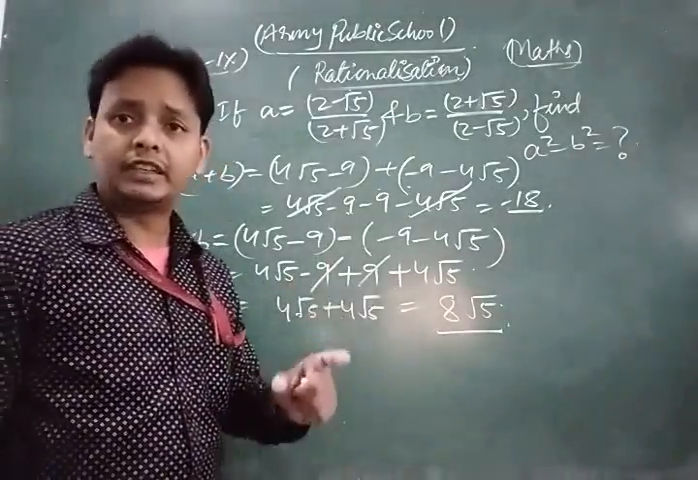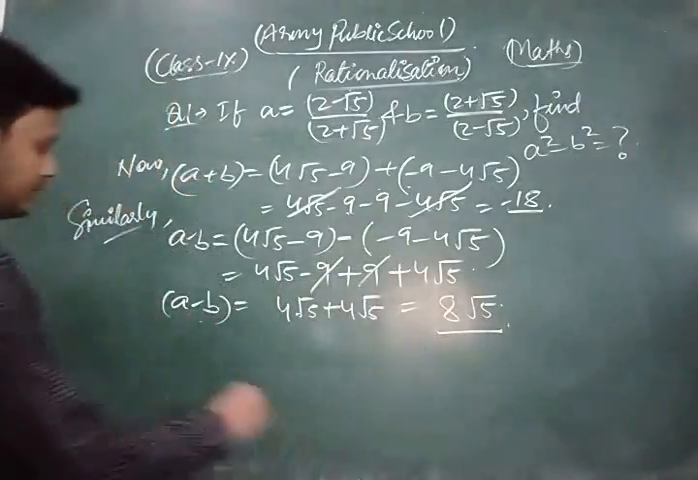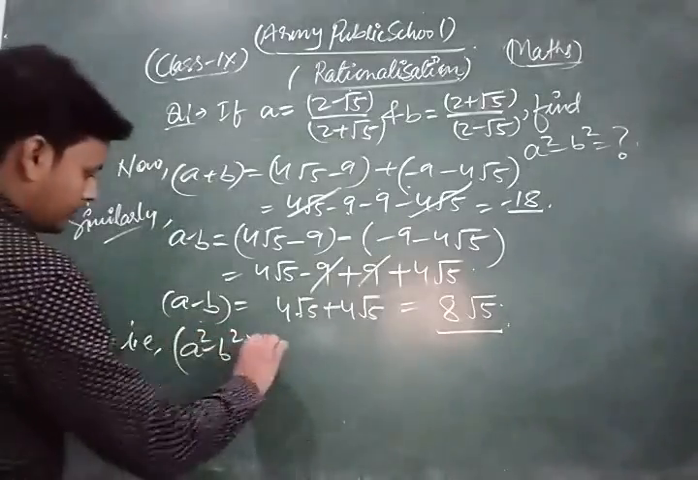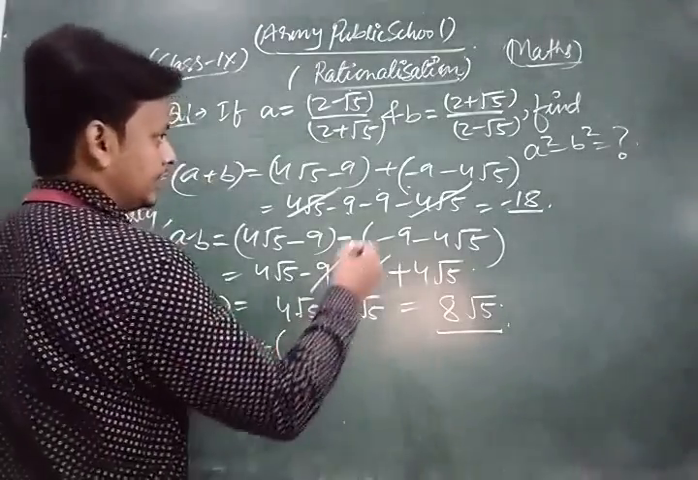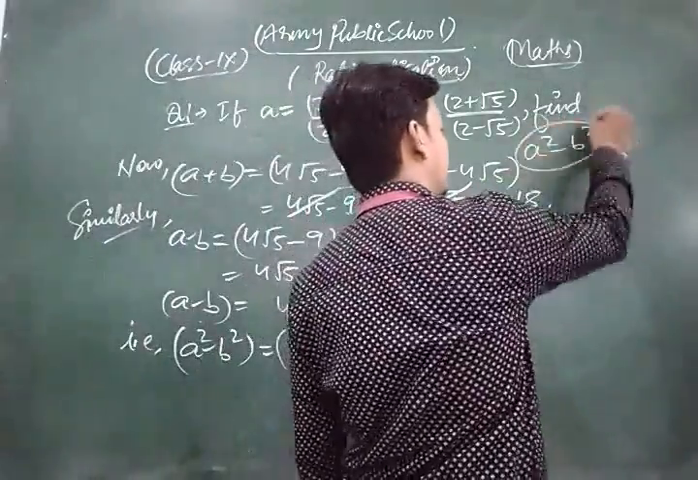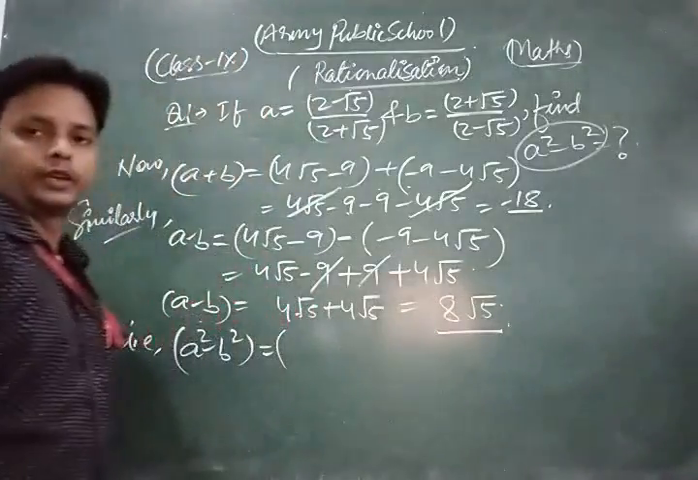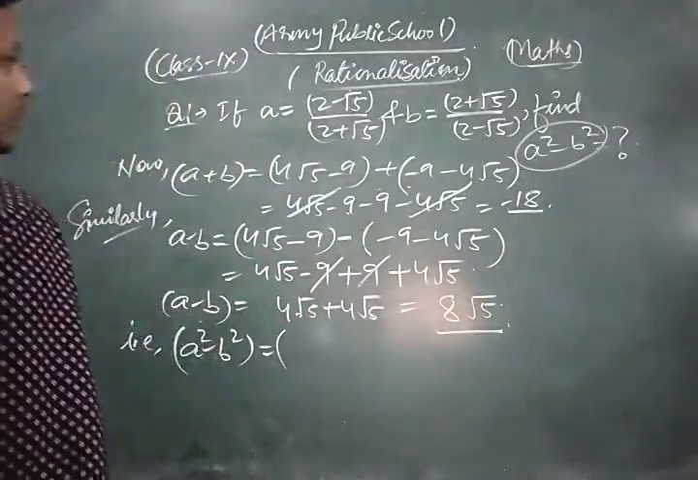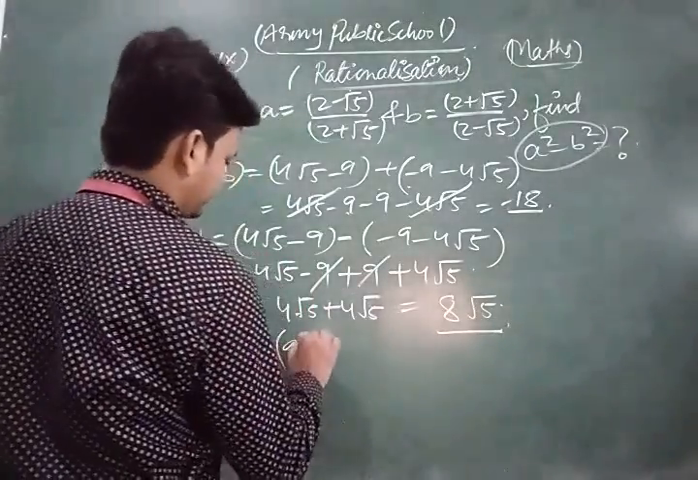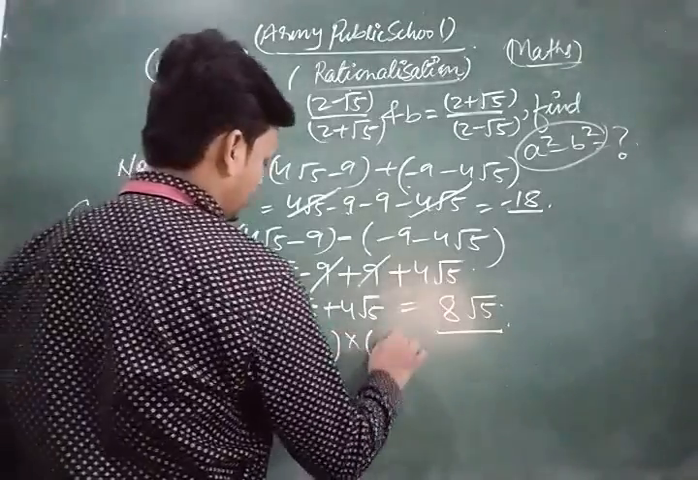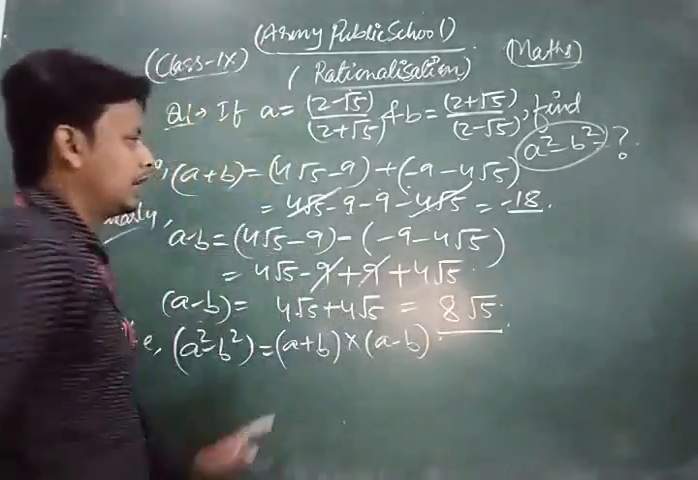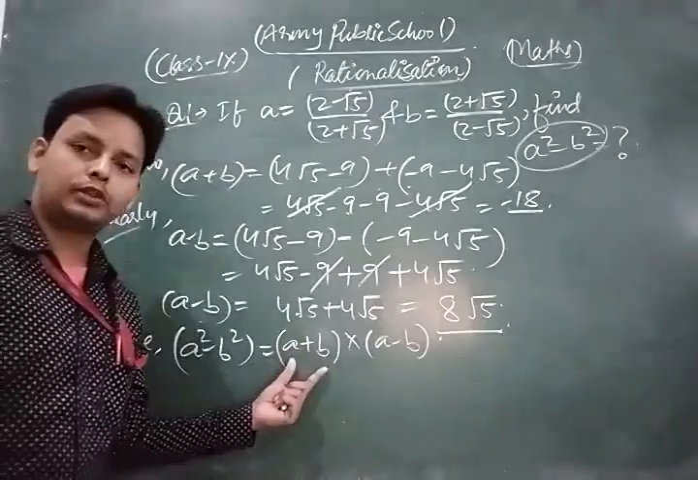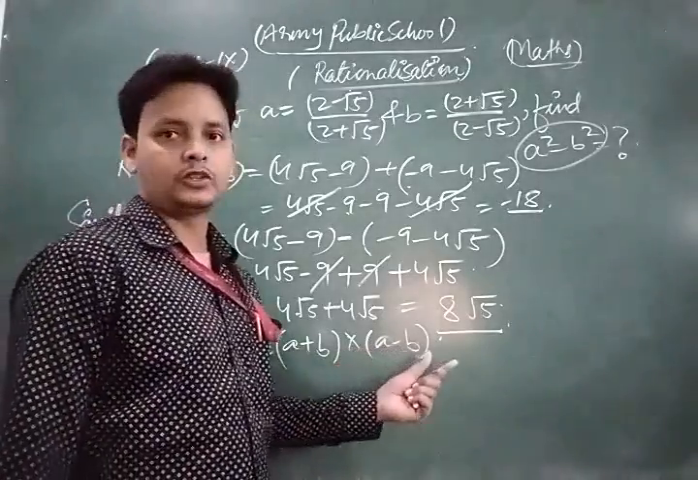Now we find the value of a square minus b square. Look, a square minus b square we can write as a plus b into a minus b. This is the identity. Now using that identity, we put the values of a plus b as well as a minus b.